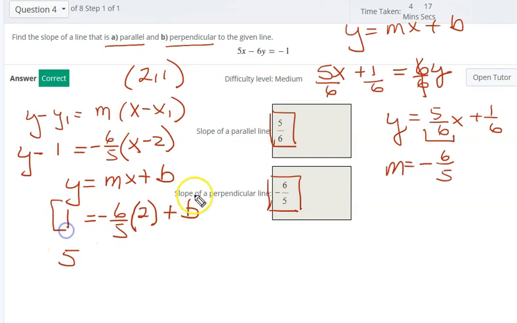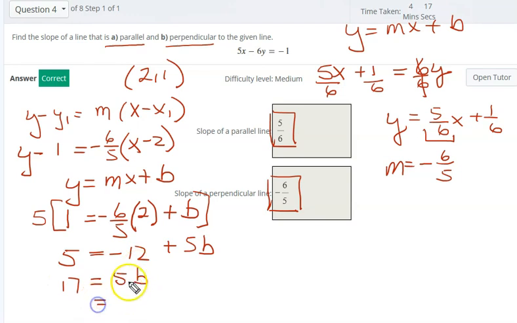So I'll put the little brackets here. This 5 times everything. 5 times 1 is 5. Here the 5's cancel out and we get a negative 12. Negative 6 times 2. And this is going to be 5b. Transpose the negative 12, it becomes a positive 12. So this is 17 equals 5b. And the 5 we're going to divide both sides by. So we get b equals 17/5.